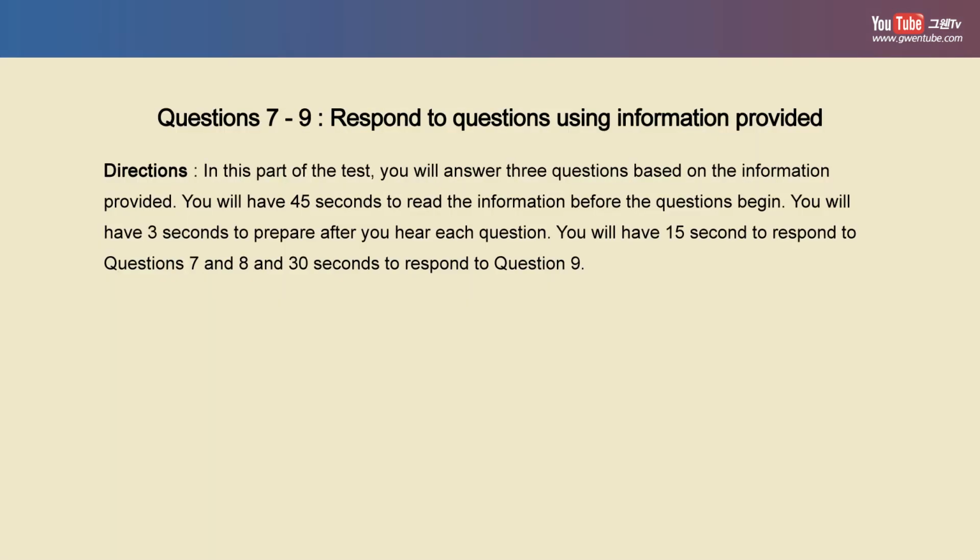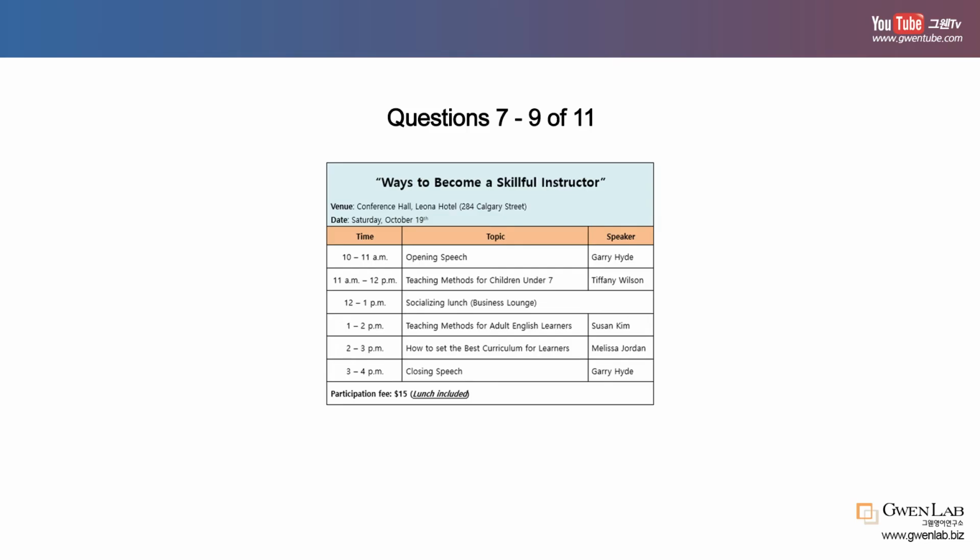In this part of the test, you will answer 3 questions based on the information provided. You will have 45 seconds to read the information before the questions begin. You will have 3 seconds to prepare after you hear each question. You will have 15 seconds to respond to questions 7 and 8, and 30 seconds to respond to question 9. Begin preparing now.